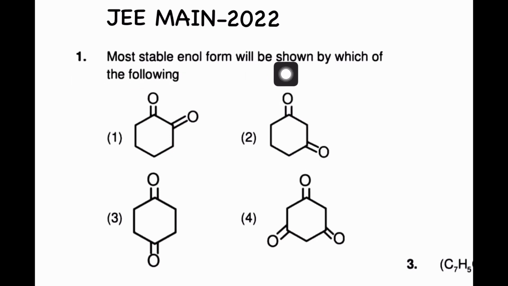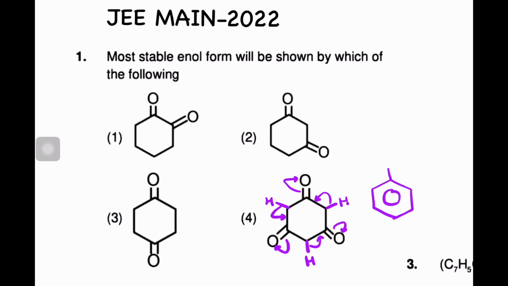Most stable enol form will be shown by which of the following? So these all are diketones, and this one is a triketone. And if we draw the enol form for the third one, we get the most stable enol, as it will convert into an aromatic ring. So it will be 1,3,5-trihydroxybenzene. Because of this aromatic enol, this is going to be most stable. So the correct answer for the first one is the fourth.